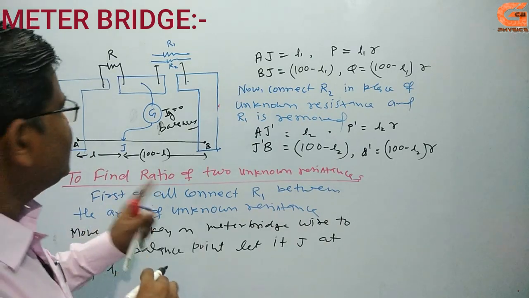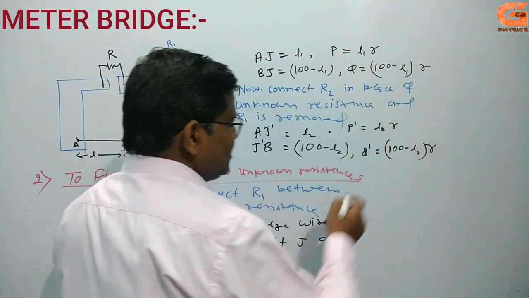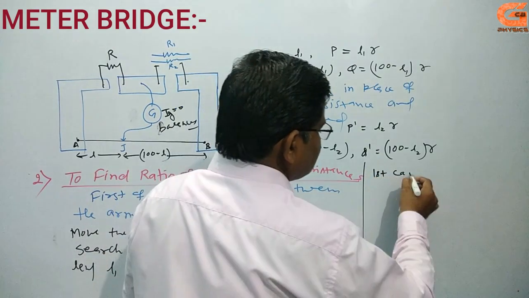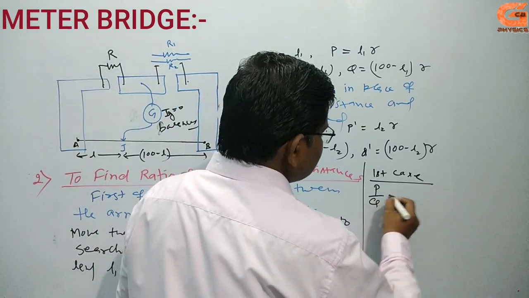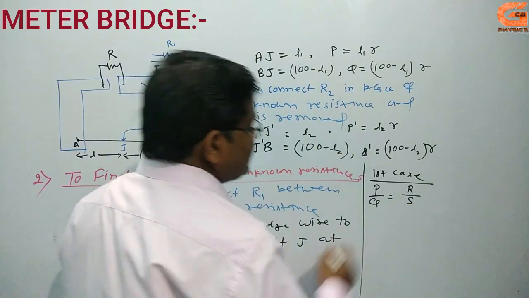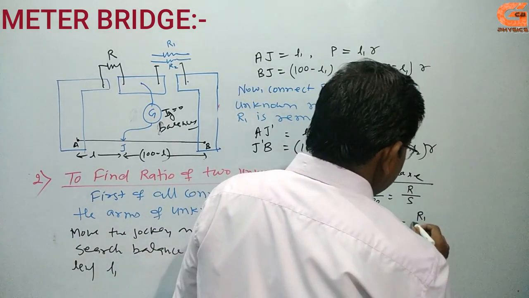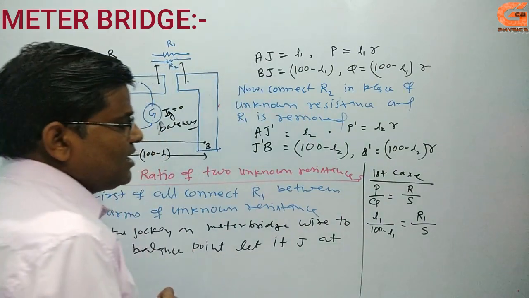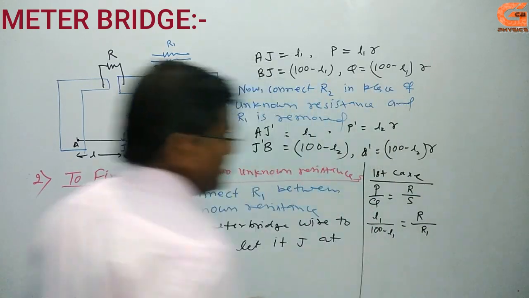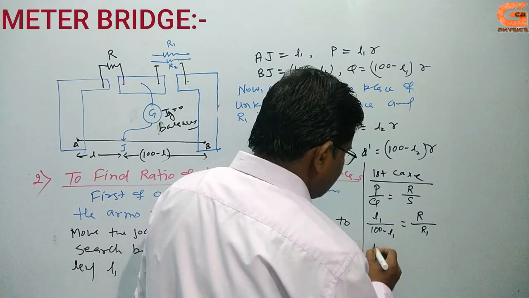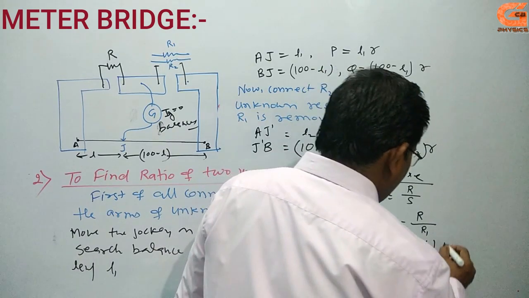And if the balance point is found, then the value of R1 in the first case is as follows. P by Q is equal to R by S. Then P is L1 and Q is 100 minus L1, and this is R by R1. Then R1 is equal to 100 minus L1 by L1 into R.